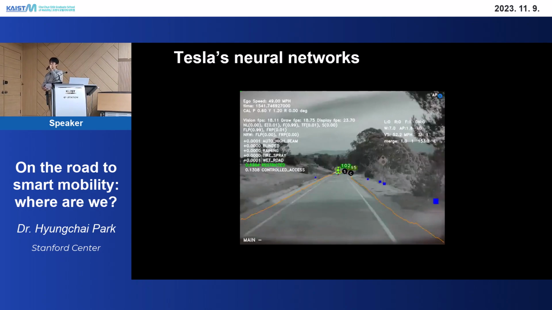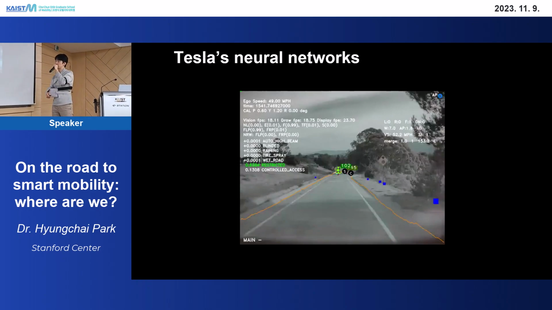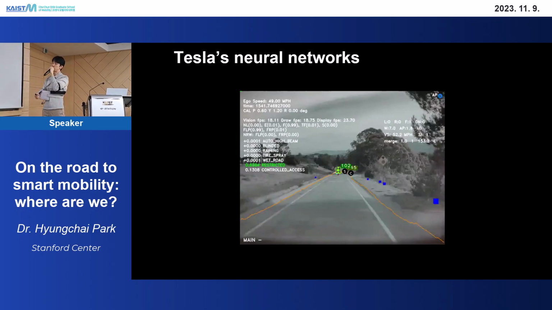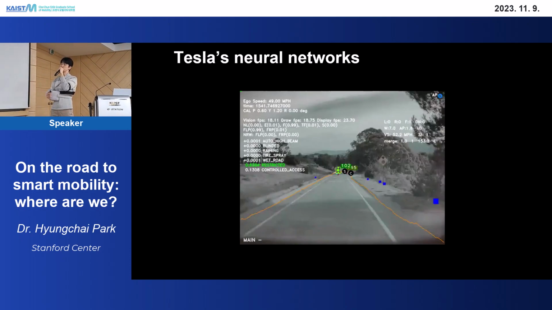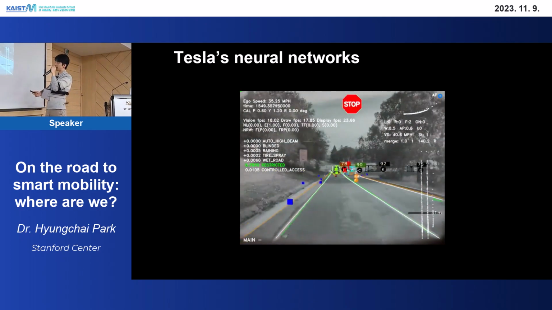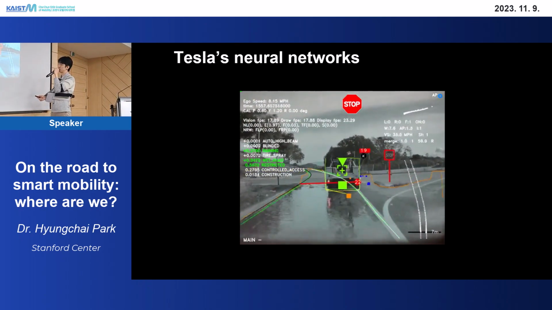And this video shows what Tesla's neural networks see. This video was actually released several years ago, so the most recent Tesla neural networks have become much more clever than this. In this video, as you can see, there are road lanes, stop signs, and the cars in front of me.